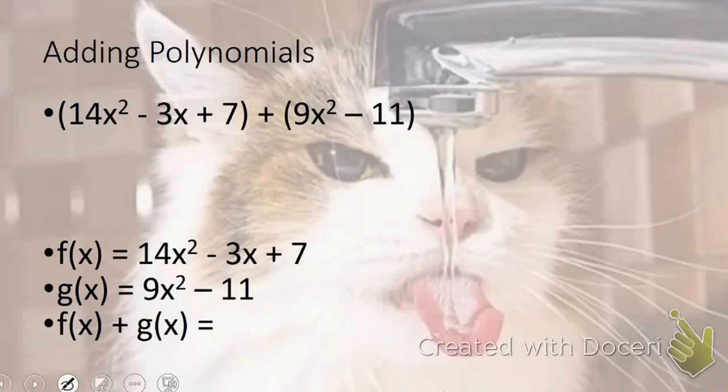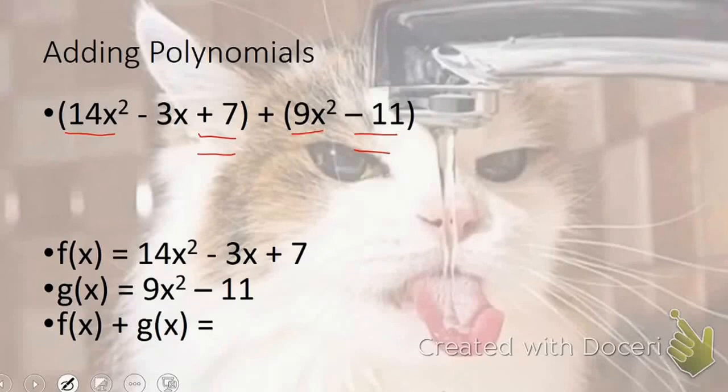So I'm going to mark my like terms here. I have an x squared and an x squared. We're going to combine those like terms. And then I have 7 and negative 11. Those are like terms, but they're not the same as anything with the x squared because they're just numbers. So I'll keep them separate, and I'm marking that with a double underline.